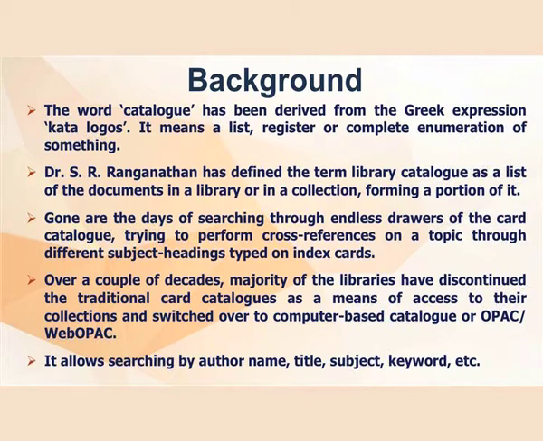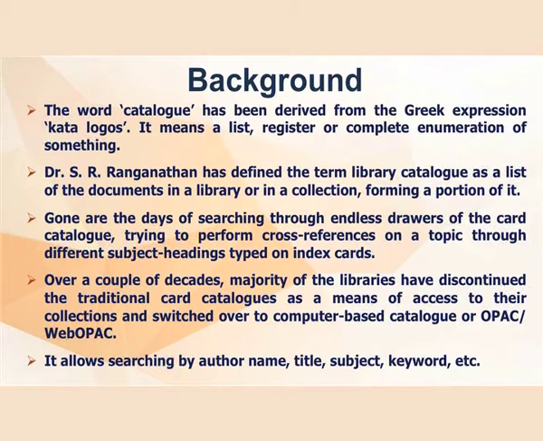Gone are the days of searching through endless drawers of the card catalog, trying to perform cross references on a topic through different subject headings typed in index cards. Over a couple of decades, the majority of libraries have discontinued the traditional card catalogs as a means of access to their collections and switched over to computer based catalog or OPAC, sometimes known as WebOPAC. It allows searching by author name, title, subject, keyword, ISBN, ISSN number and many other aspects.